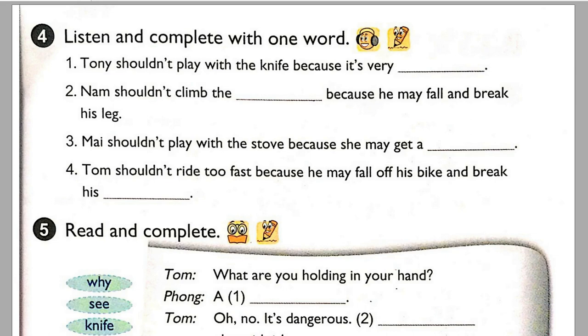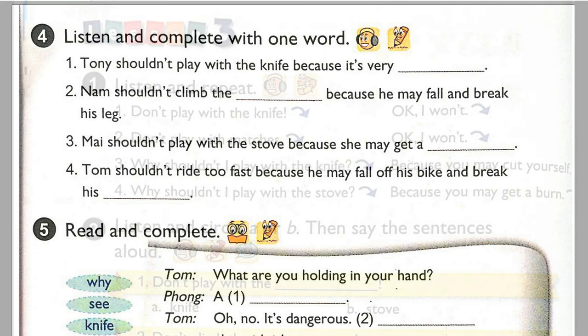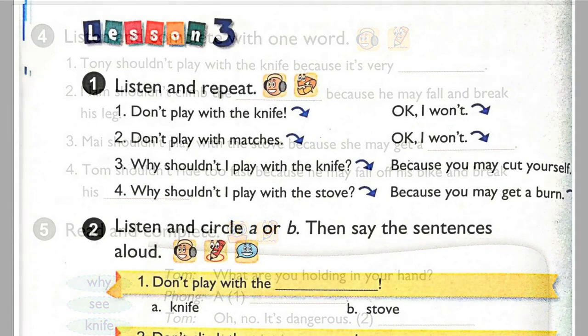3. You shouldn't play with the stove, Mai. Why not? Because you may get a burn. Right. Thank you, Peter. 4. Tom, don't ride too fast. Why not? Because you may fall off your bike and break your arm. Okay. Page 16. Lesson 3.